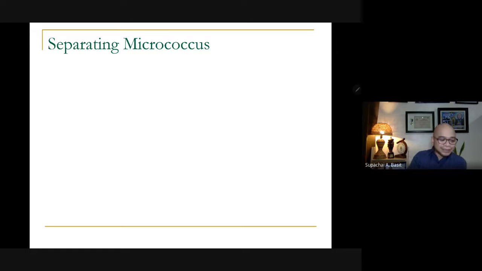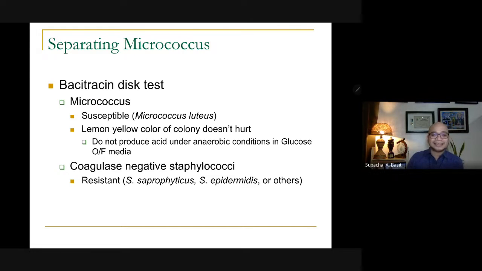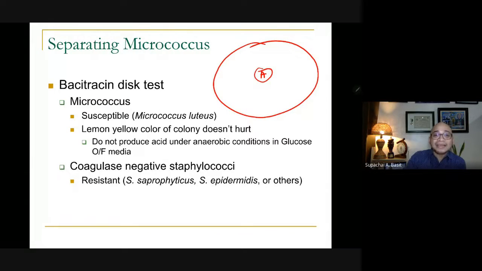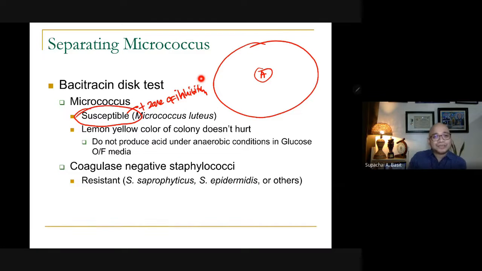Okay. So how do we differentiate Micrococcus from the others? One of the tests that we can use is the bacitracin disk test. In the bacitracin disk test, we're using a bacitracin disk, a Taxo A. If there is a zone of inhibition, it means that it is susceptible. So Micrococcus luteus is susceptible because it is positive for the zone of inhibition. Again, Micrococcus luteus has a lemon yellow colony color and does not produce acid under anaerobic conditions. While the ones that are resistant are the CoNS, such as saprophyticus, epidermidis, and others.